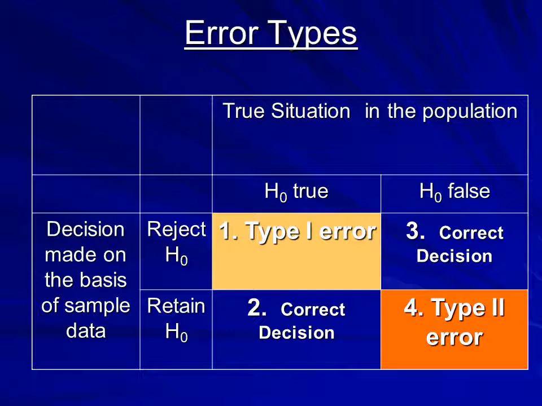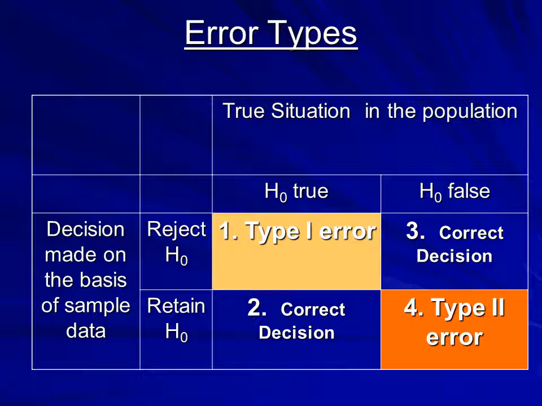Typically alpha is 0.05. So 5 out of 100 times, you're going to make this error because that's what we set it at. If you do 100 research articles, 100 research projects, you're going to reject 5 of them when you shouldn't. That's the sort of mentality that I need you to have here.